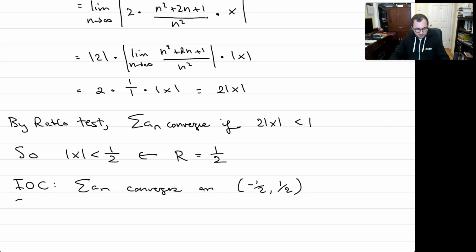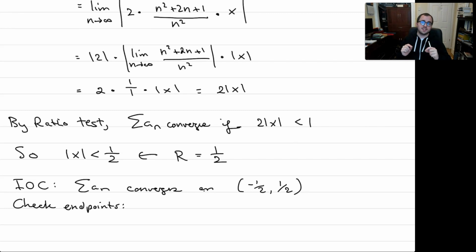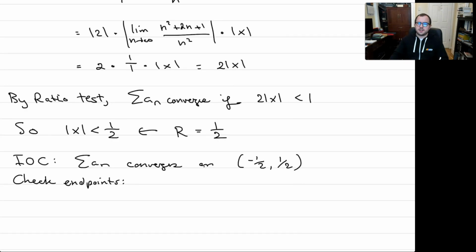The question now is you have to check the endpoints. So the ratio test guarantees that this series converges on this open interval, -1/2 to 1/2, but the ratio test does not tell us what happens when x is equal to 1/2 or x is equal to -1/2, because the ratio test is inconclusive when the limit of absolute ratios is equal to 1. So we need to afterwards explicitly check what's happening on the endpoints to get the full interval of convergence. So let's check the endpoints now.